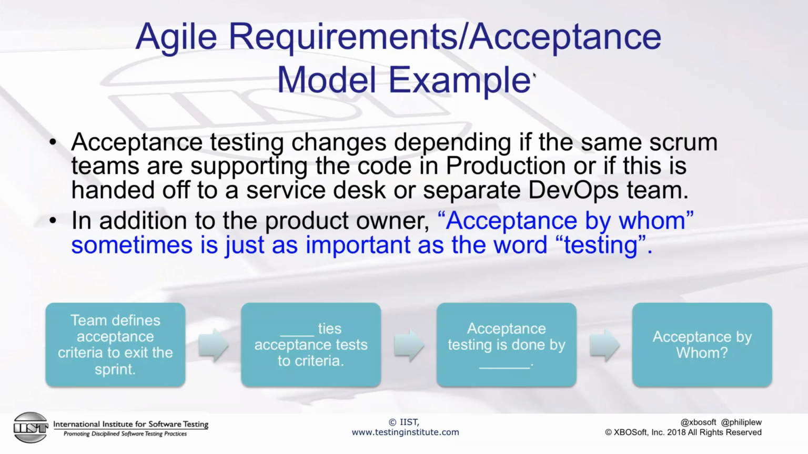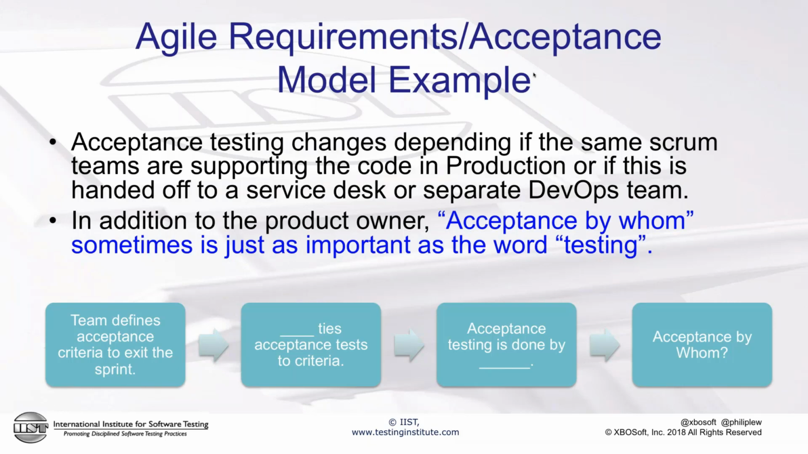Here's kind of a highlight of that. I'd like to emphasize a few things here. We all know that the team defines the acceptance criteria to exit the sprint. I think that's pretty well known. So the next question is, there's a blank there, it says, blank ties the acceptance test to the criteria. So when you look at the criteria, can they be tied to an acceptance test? And what is the level of granularity of that criteria? Is it at the right level in order to make it into an acceptance test?